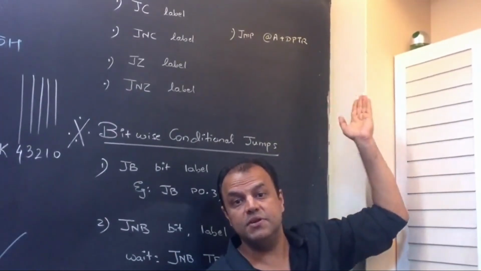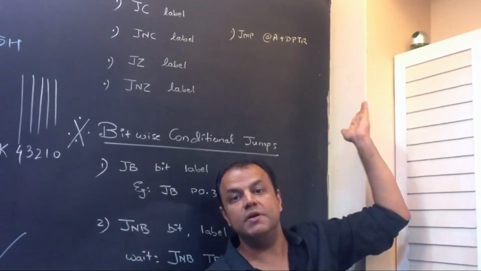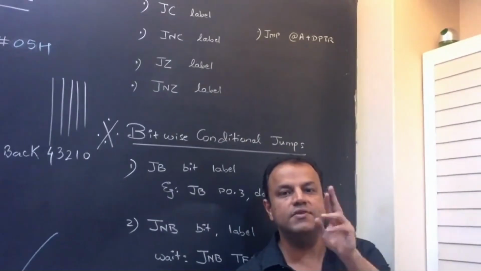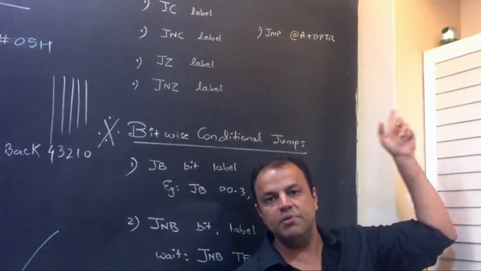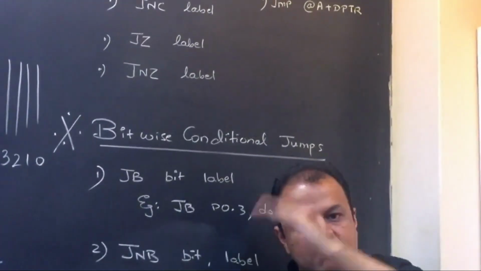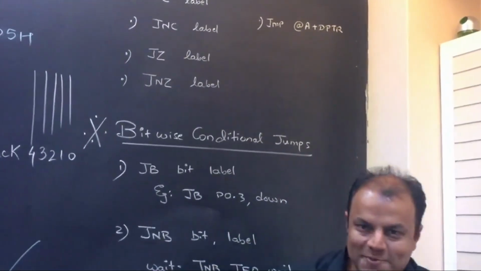Jump @A plus DPTR. PC will get the value of A plus DPTR. So the program is taking a jump to a location whose address is not given by one register, it's given by a sum of two registers, A plus DPTR. So DPTR plus A together will give a number, that number will be put into PC, and the program will take a jump to that location. Please tell me, are you clear?